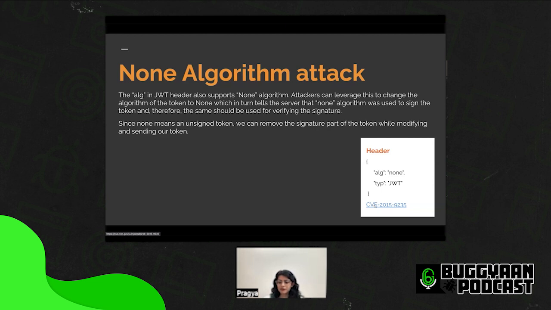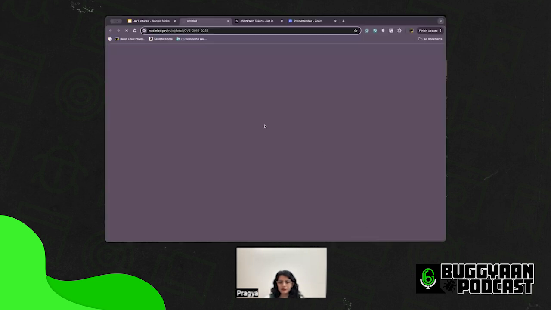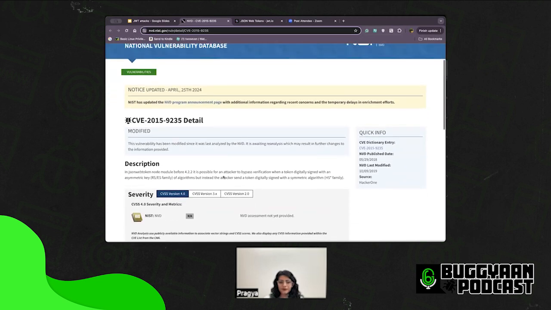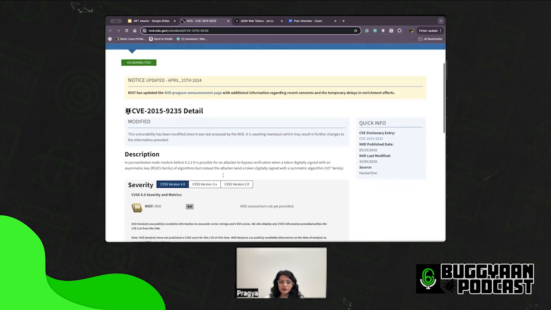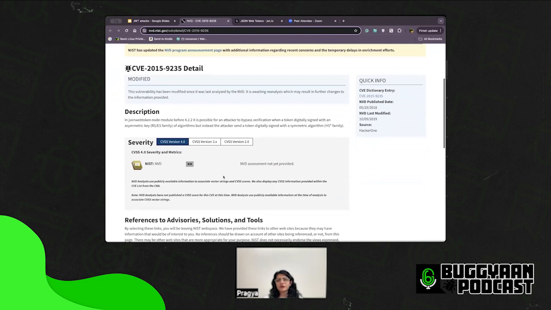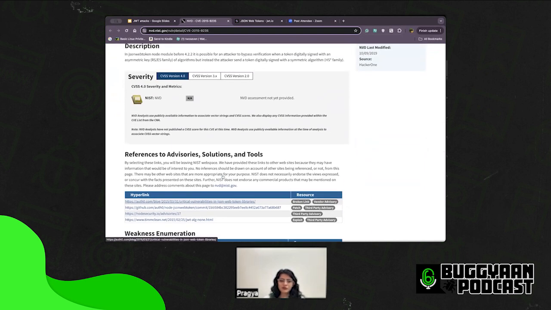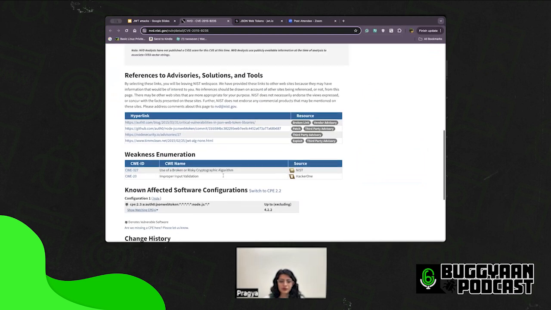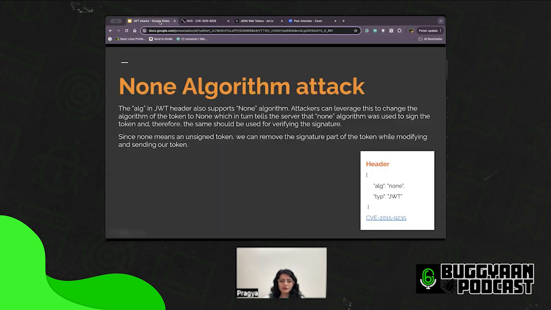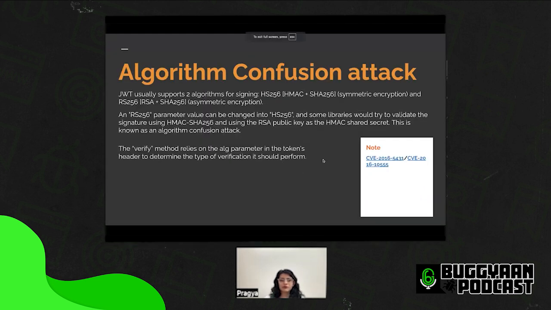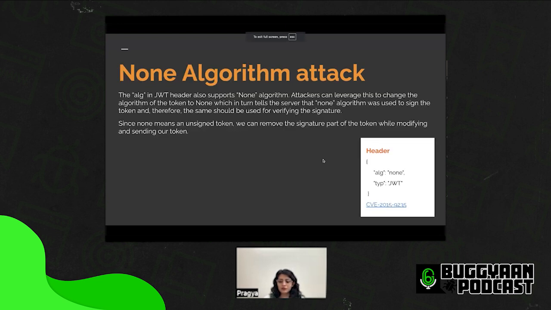And it has a CVE as well. So that's the CVE. Yeah, it's an old one. So nowadays, if you're using updated libraries for JWT, you won't find this issue there anymore. So the effective measure for this is to use updated libraries. So this was that. You can read about it later. Okay. This is the none algorithm attack.